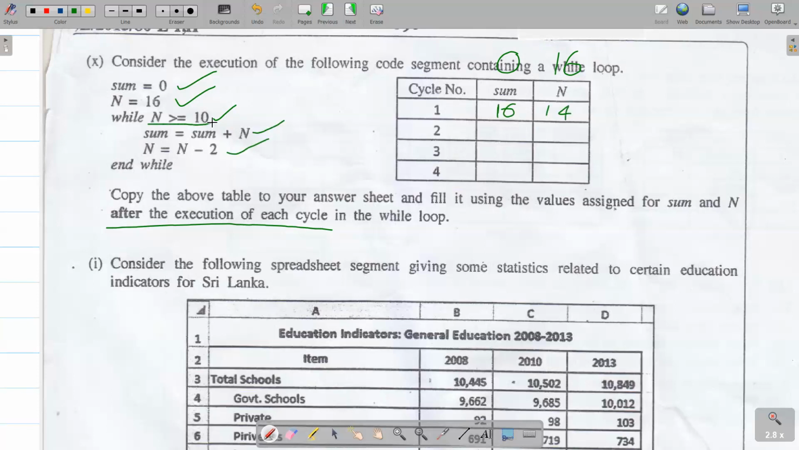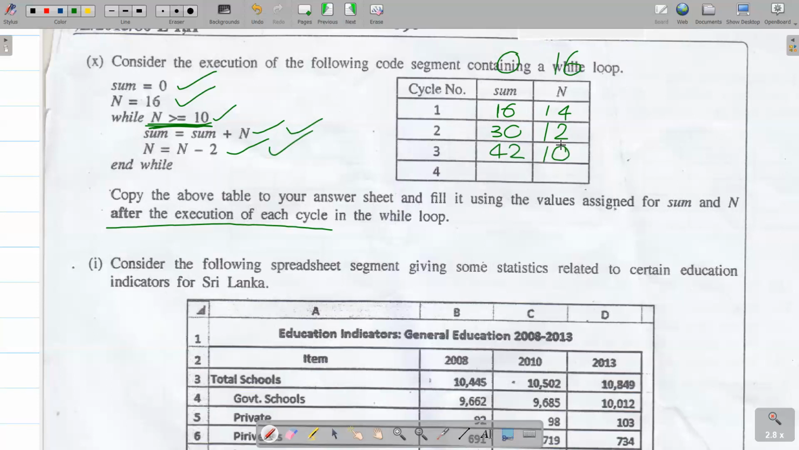Goes up and checks the condition again. n larger than or equal to 10. It is larger than 10. It is 14. So sum equals sum plus n. 16 plus 14 gives you 30. And n is reduced by 2. So n will become 12. Goes up and checks the condition again. n larger than 10. It is larger than 10. So sum and n are added up. 30 plus 12, 42. And n reduced by 2. So it's going to become 10.